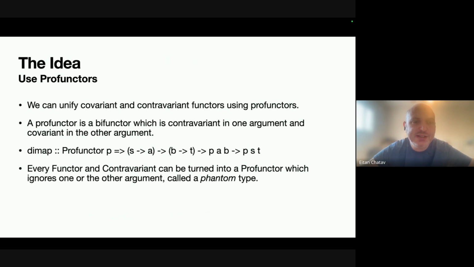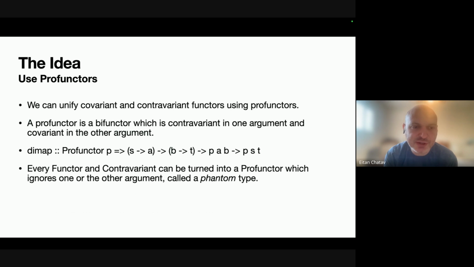Okay, so the idea is that instead of dropping the functor assumption, we'll use profunctors. And that's because we can unify both covariant and contravariant functors using profunctors. A profunctor is a bifunctor, which is contravariant in one argument and covariant in the other argument. And its defining method is dimap, which takes an S to A and a B to T and gives us a function from P A B to P S T. So notice that the S to A goes in the backwards direction and the B to T goes in the forwards direction.